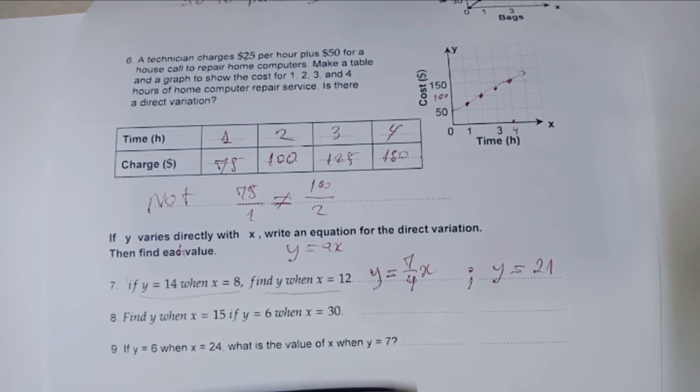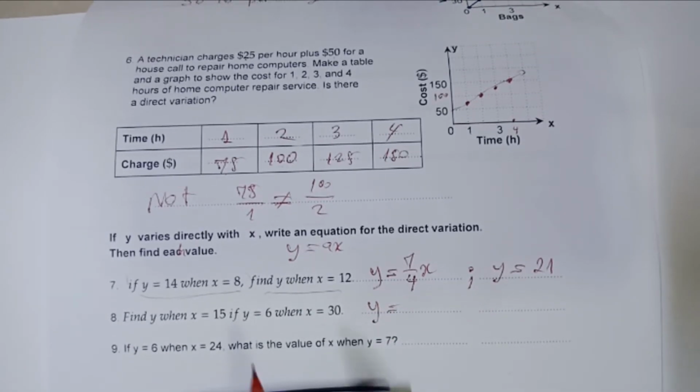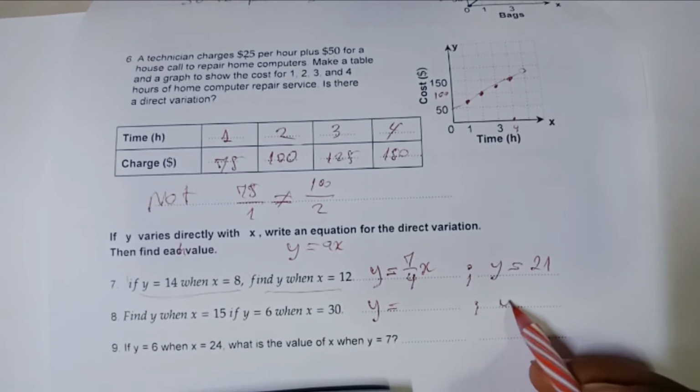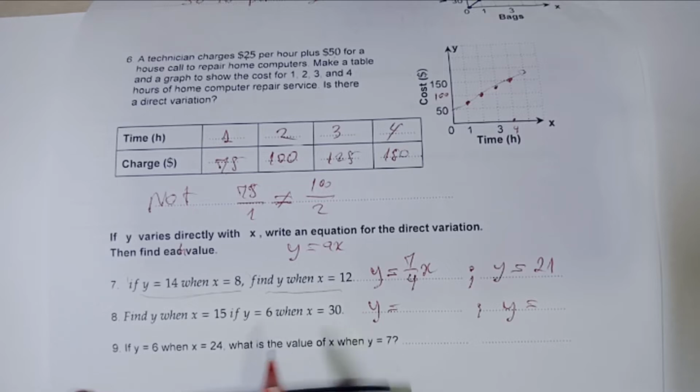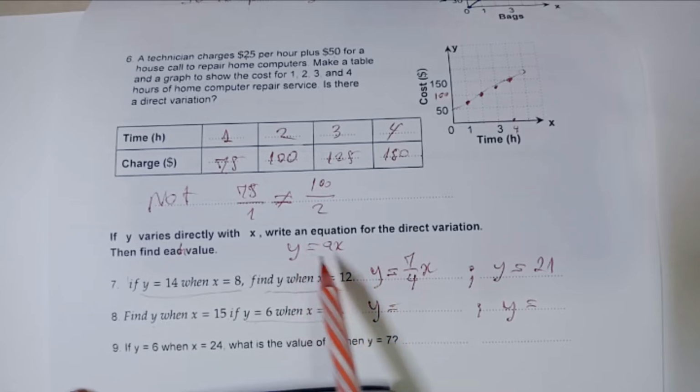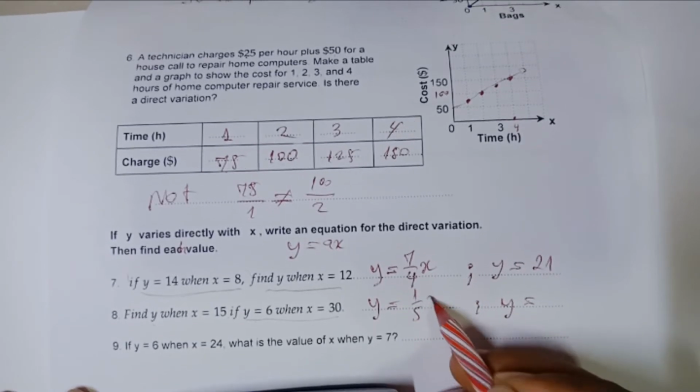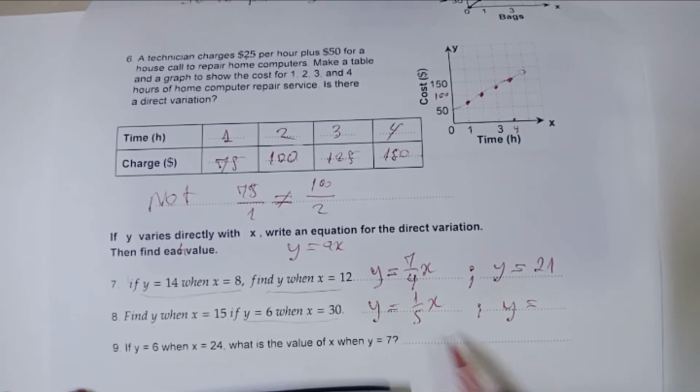Number 8, the same process: y equals, find the a value first. This is still find y, the same idea. We need to write the equation, and this is the complete set: y equals 6 and x equals 30. To get the a value, y divided by x. So y is 6 divided by x, which is 30, gives you 1 over 5. Put x in: 1 over 5 x.